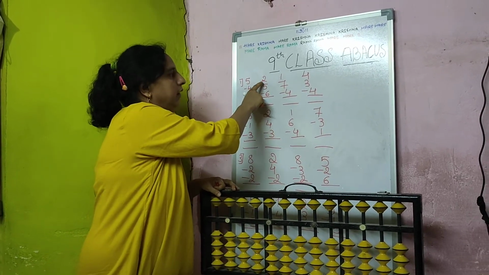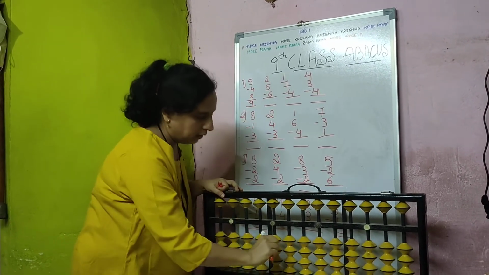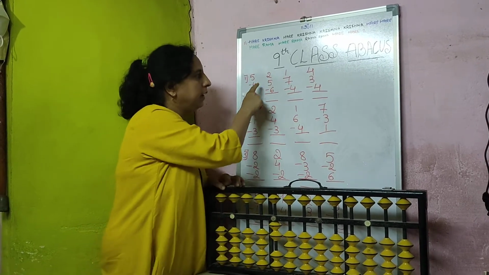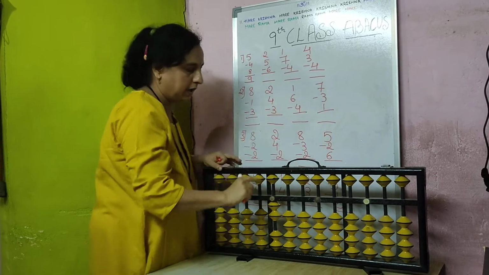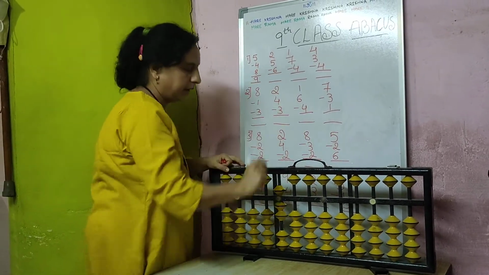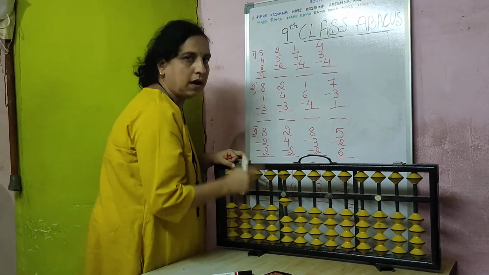Center rod. Then 2, 5 -6. 2 directly 5. Here nothing is there means you can understand that this number is a plus number, okay? 5 -6. Answer is 1.